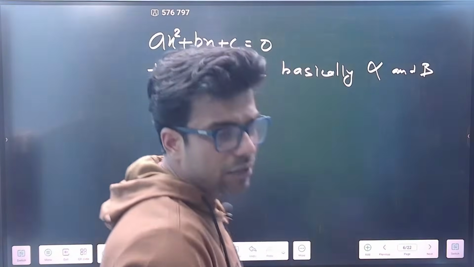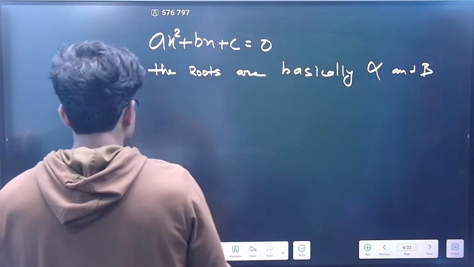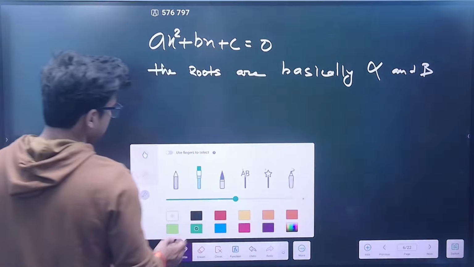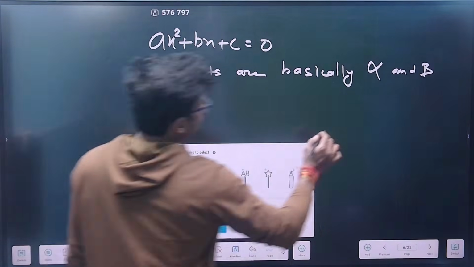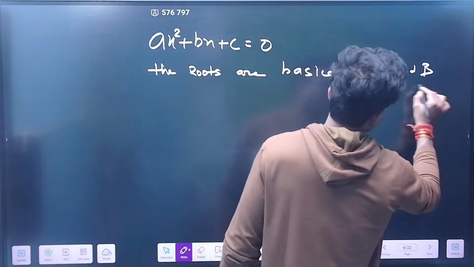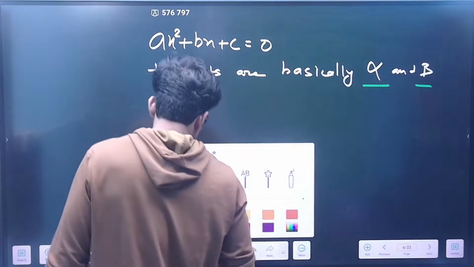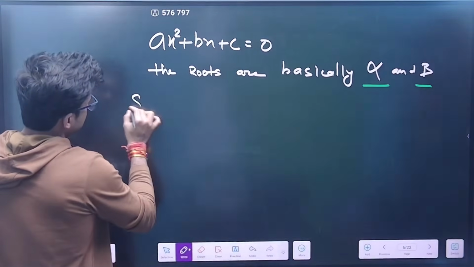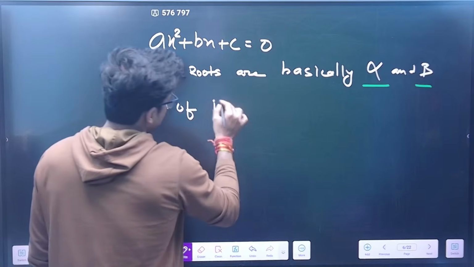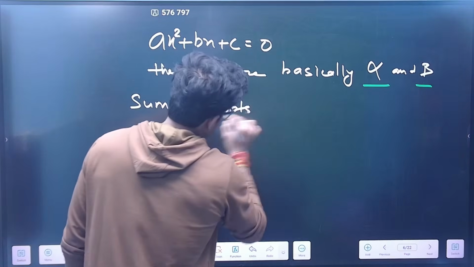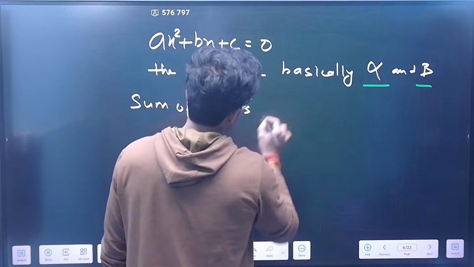But that is not part of the syllabus, so I am not discussing it. So guys, suppose I have two roots, one is alpha and second is beta, then what is the sum of roots? What is the sum of roots known as?